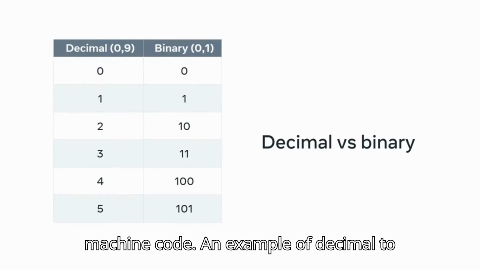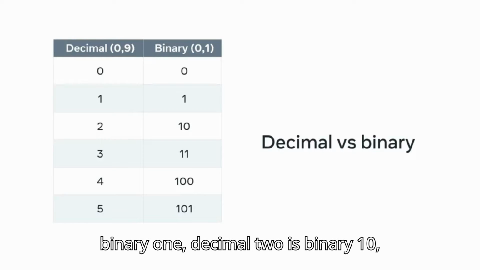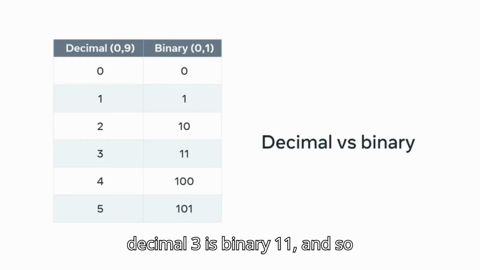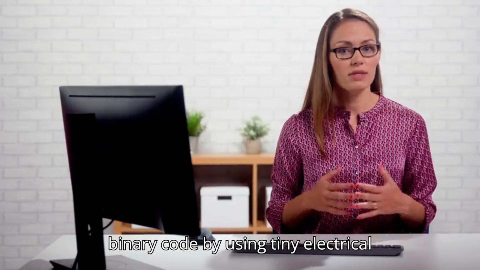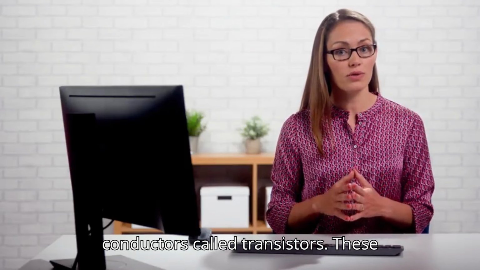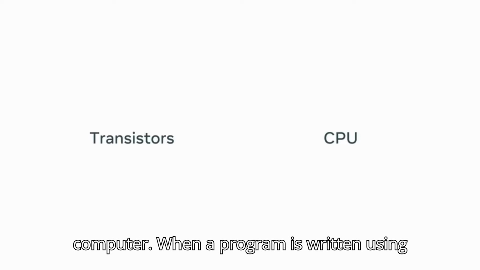An example of decimal to binary conversion is decimal 1 is binary 1, decimal 2 is binary 10, decimal 3 is binary 11, and so on. A computer represents the binary code by using tiny electrical conductors called transistors. These transistors are located inside the central processing unit, or CPU, which is essentially the brain of the computer.